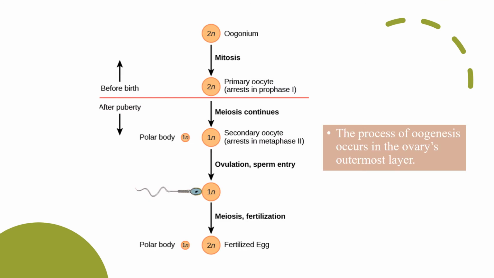The process of oogenesis occurs in the ovary's outermost layer. Before birth, the oogonium undergoes mitosis and produces a primary oocyte, which is arrested in prophase 1. After puberty, meiosis continues. You will produce a secondary oocyte that arrests in metaphase 2 and also produces a polar body. Then during ovulation and sperm entry, meiosis and fertilization continue, and you will have a fertilized egg and another polar body.